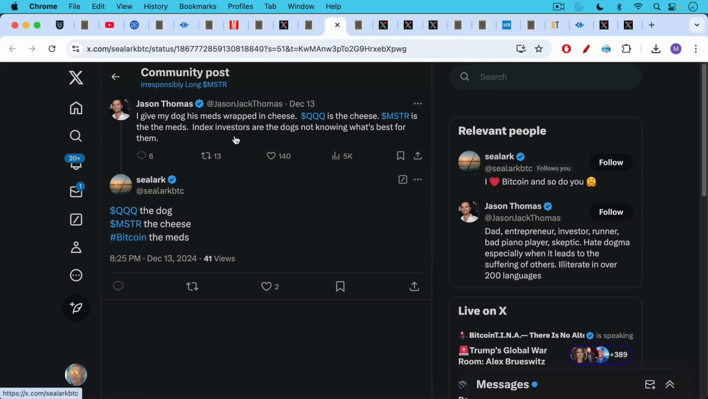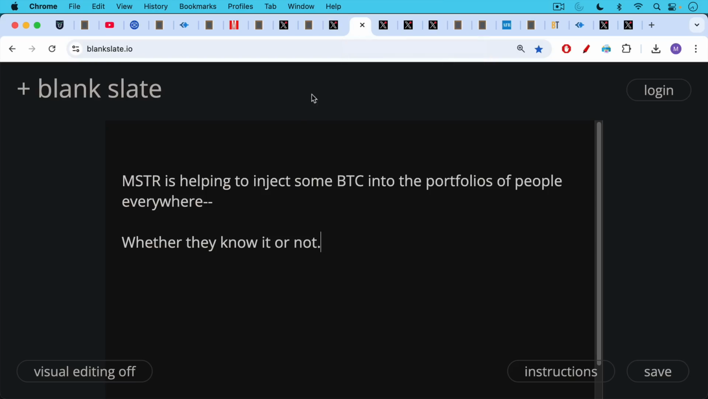I like this analogy here. I give my dog his meds, his medicine wrapped in cheese. QQQ is the cheese, MicroStrategy is the meds. Index investors are the dogs not knowing what's best for them. Or this version, QQQs are the dog, MicroStrategy is the cheese, and Bitcoin is the meds.